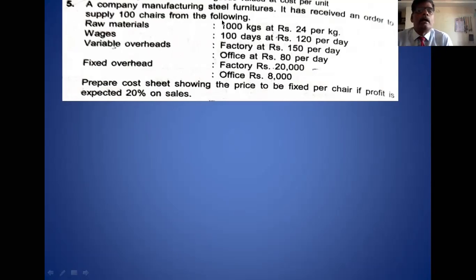Okay. And they asked to prepare the cost sheet showing the price per chair and calculate the profit to be expected at 20%. They are expecting 20% profit on sales. Okay. You see this.